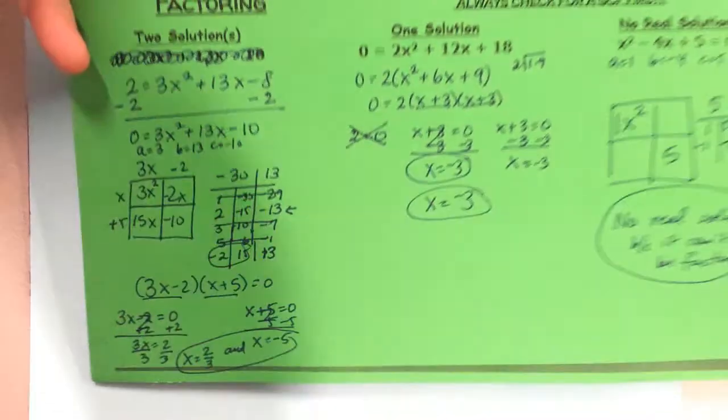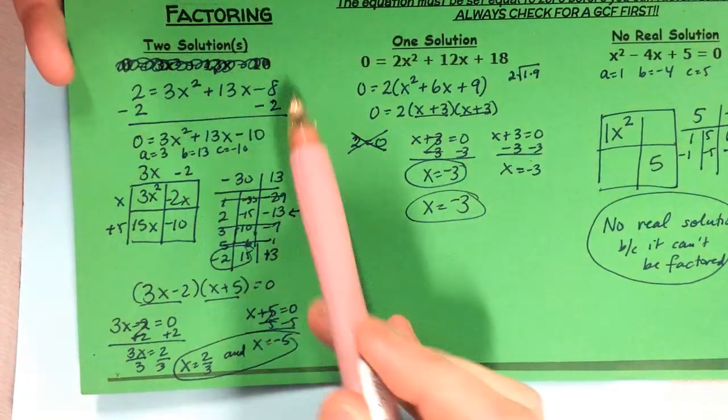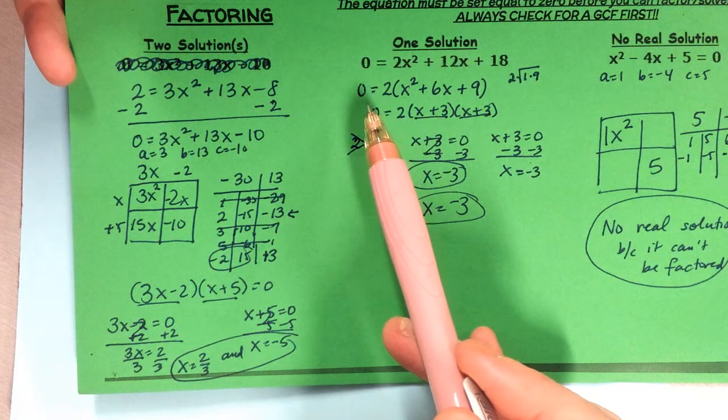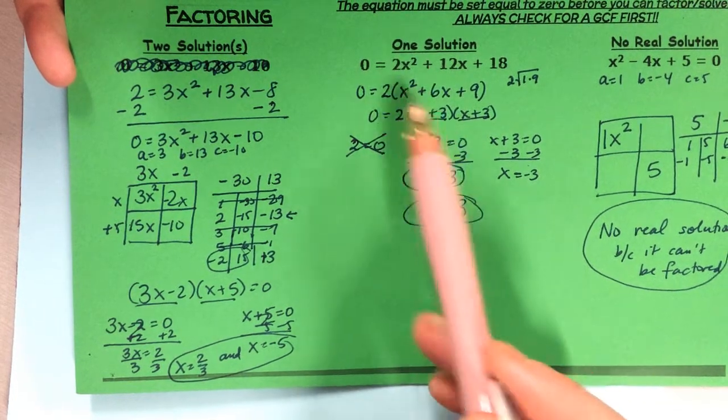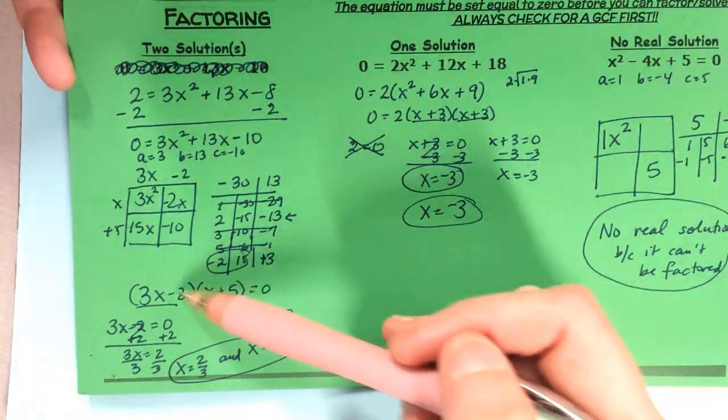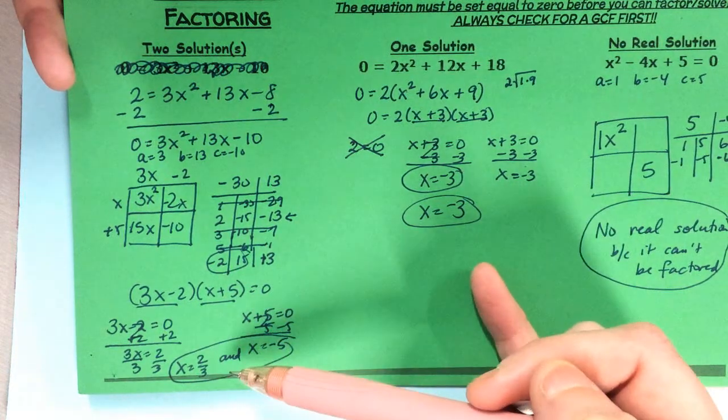Oh yeah, so in our notes for factoring, we talked about how we can take a quadratic function, set it equal to 0 because of the zero product property, take out any GCF, factor it, and set those factors equal to 0 to find out what the solutions are.